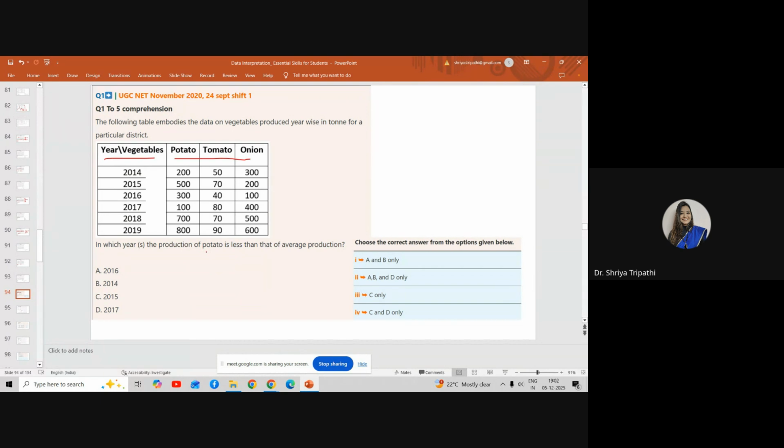Here the question is only regarding potato, so we will focus only on this particular column. The production of potato is less than the average production.